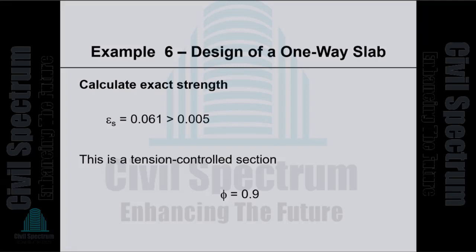Code does not prescribe any maximum strain limit for tension control beams. Is there any best practice to follow? So what he's saying is epsilon sub t, right? 0.005 onwards, it's all tension controlled. Is there an upper limit? Is there any good practice to follow? That's what he's saying.